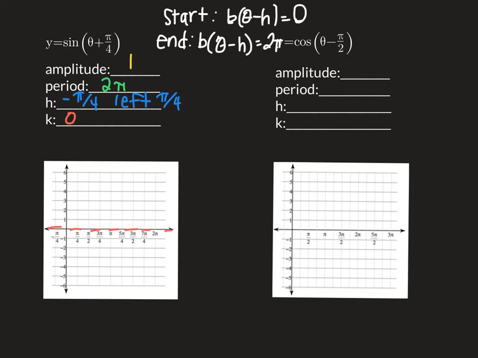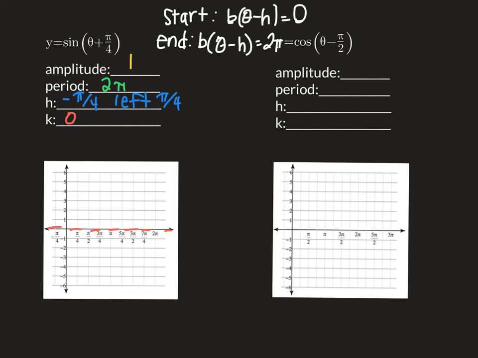Let's talk about why. We know in my parent function, for sine and cosine, whatever I start at was 0, ended at 2 pi. Okay, so if I take into account the period change, which is b, and the shift, the phase shift, the h, it will account for that in my starting and my ending point. Let me show you how that looks, and then I'll explain why it works with the idea of left pi over 4.